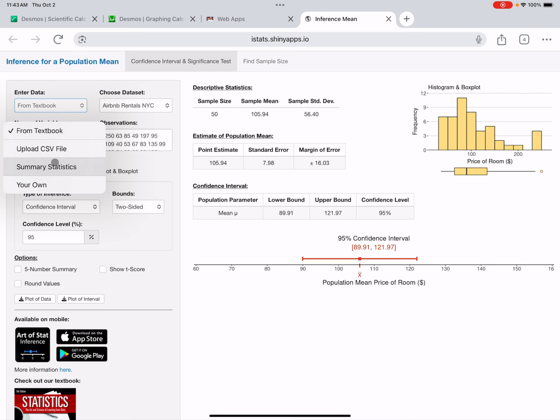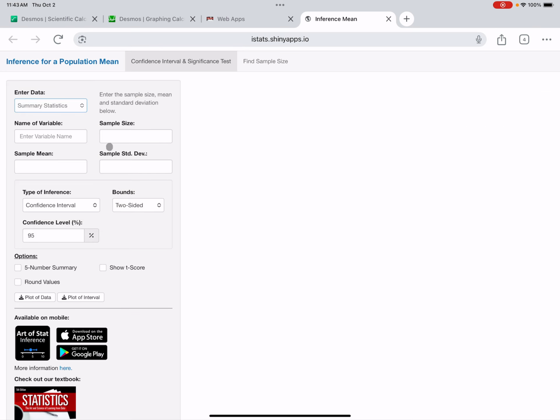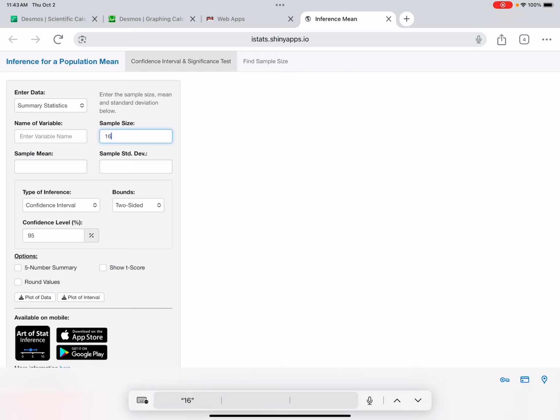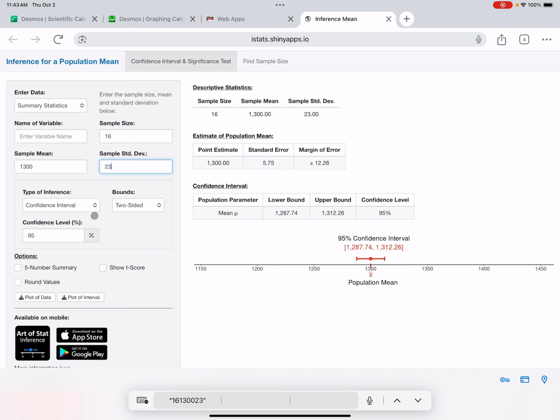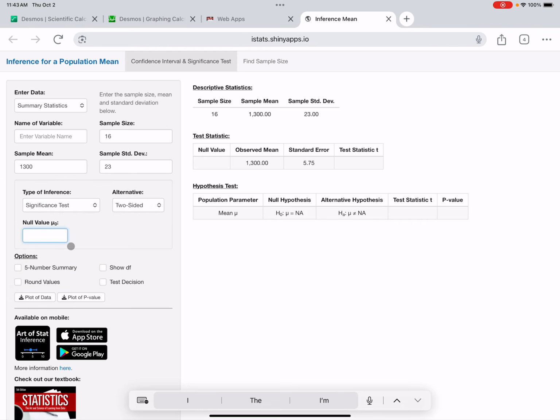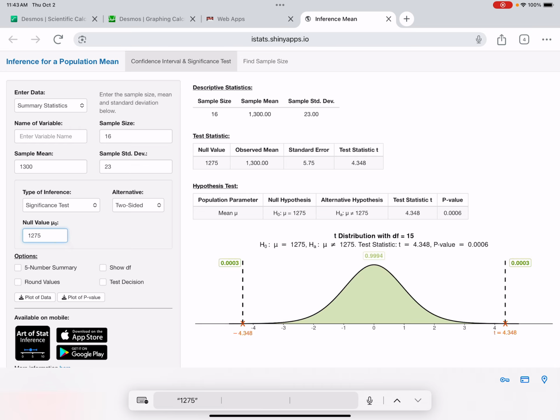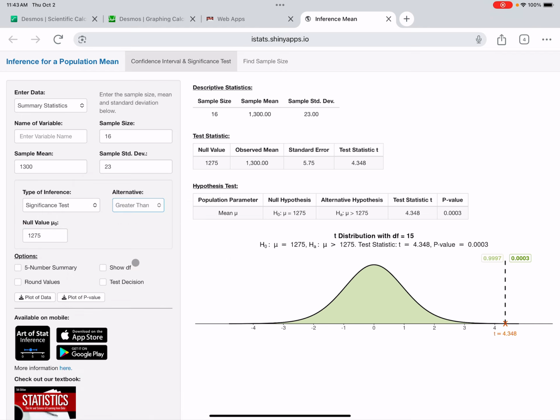Okay, so I want to do my own. I have some summary statistics. The sample size was 16. The sample mean was 1,300. The sample standard deviation was 23. And once again, we don't want a confidence interval, we want a significance test. The null hypothesis was that mu equals 1275. And we didn't want to run this two-tailed, we wanted to run it right-tailed. We wanted a greater than sign in the alternative hypothesis. And it looks like we're getting a p-value of 0.0003. So let's write that down.